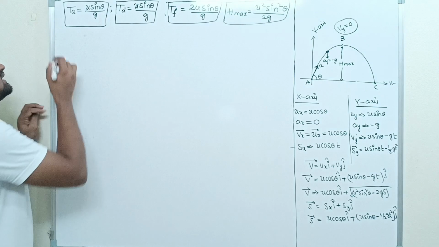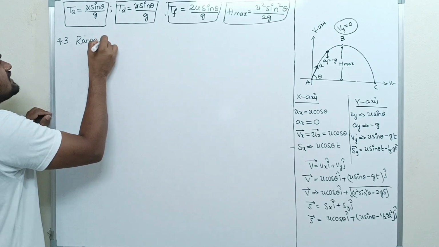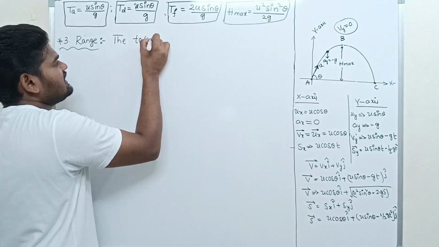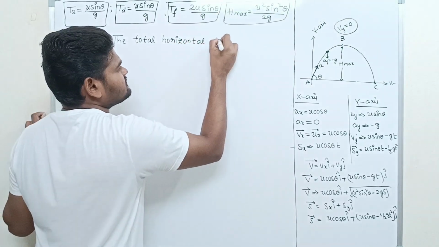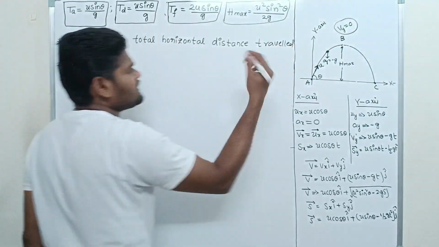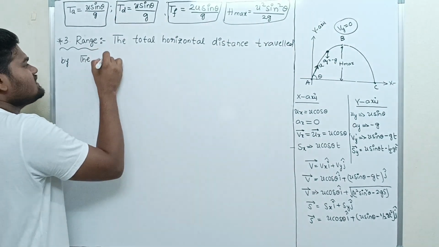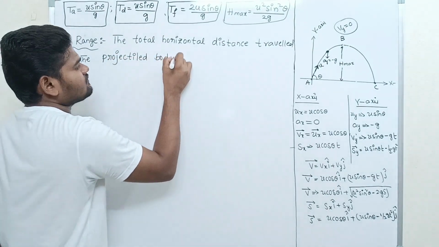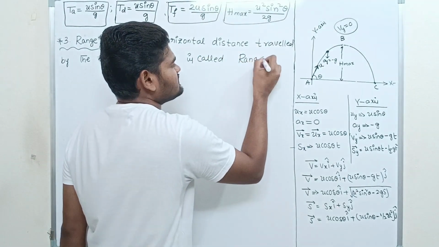Next we are going to find the last one, that is range. So the third one is range. What is the meaning of range? Range is nothing but the total horizontal distance traveled by or covered by the projectile body. That is called range.